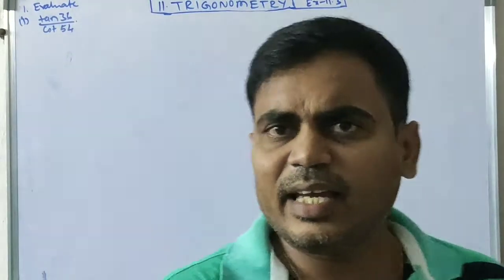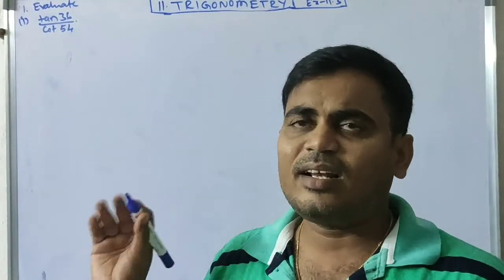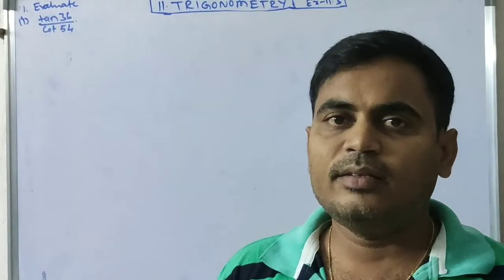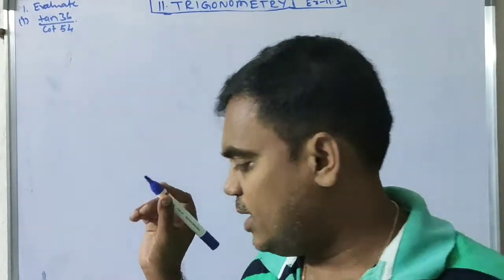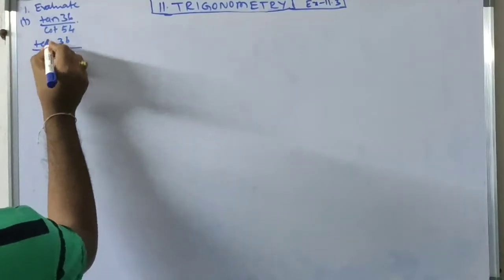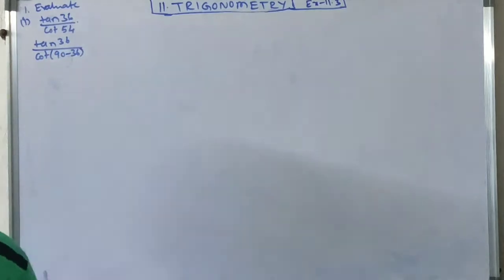If we observe the angles 36 and 54, are these angles complementary? 36 plus 54 equals 90, so these two are complementary. So I will write tan 36 by cot of 54. I want to write 90 minus 36, which equals 54.